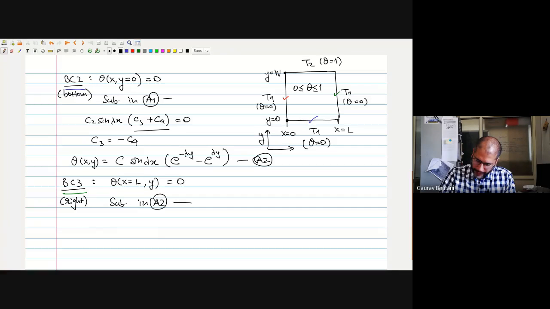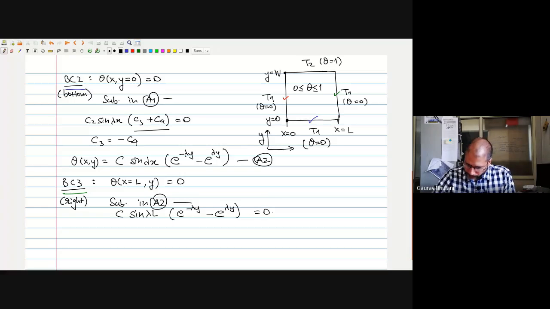let's substitute x equals L here. So it becomes C times sine lambda L, and that times minus e to the power of lambda y minus e to the power of minus lambda y. And this is 0.